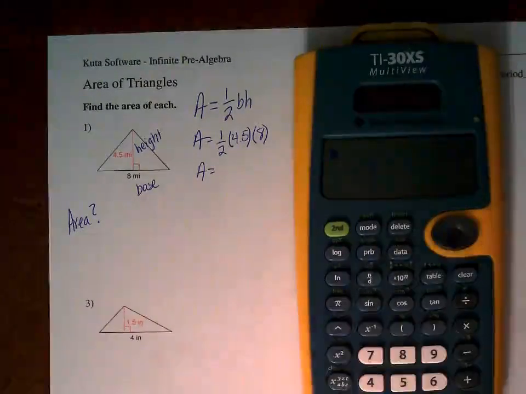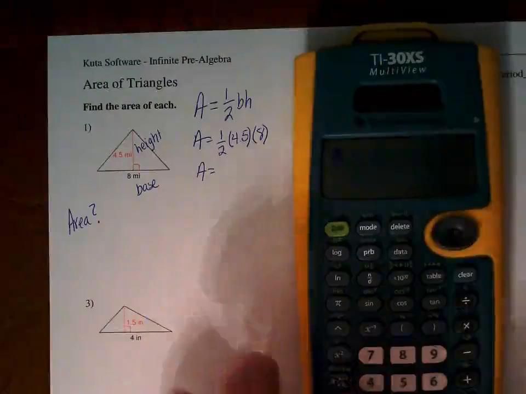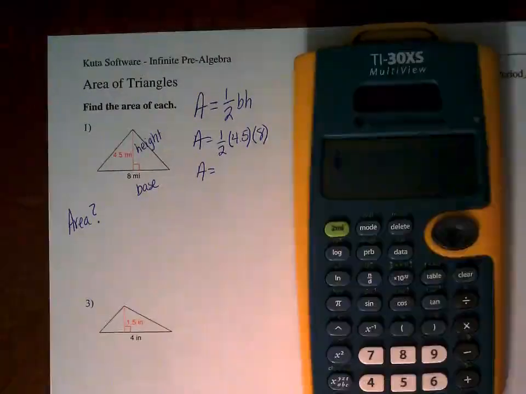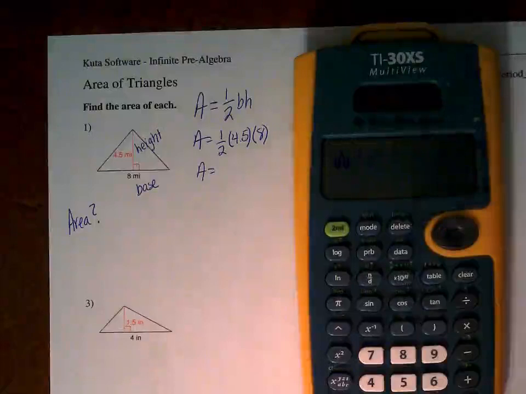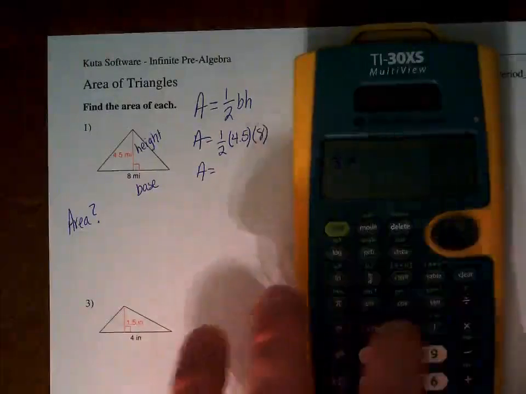So I'm going to turn it on, and I always use my calculator. I'm going to put in a half. So I'm going to go here to my fraction key first. I'm going to put in 1, and I'm going to scroll down. I'm going to put in 2. I'm going to scroll over, and I'm going to put in my parentheses.